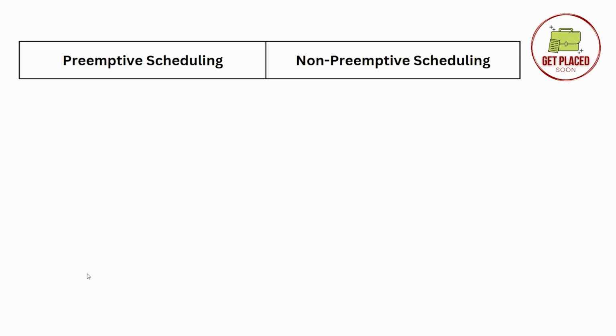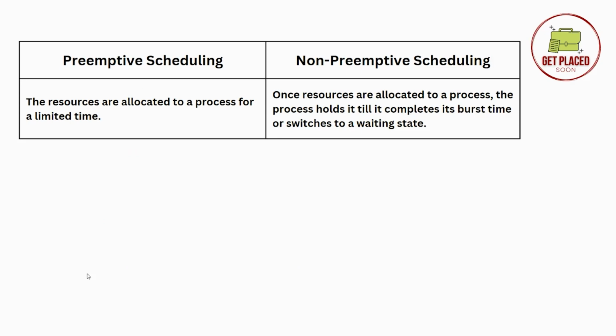Moving ahead, now let's discuss the differences between preemptive scheduling and non-preemptive scheduling. Here, as we know, in preemptive scheduling, the resources are allocated to a process for a limited time. In non-preemptive scheduling, once resources are allocated to a process, the process holds them till it completes its burst time or switches to a waiting state. So, in non-preemptive scheduling, as I already said, the process runs uninterruptedly. Therefore, the process holds the resources completely till its burst time.